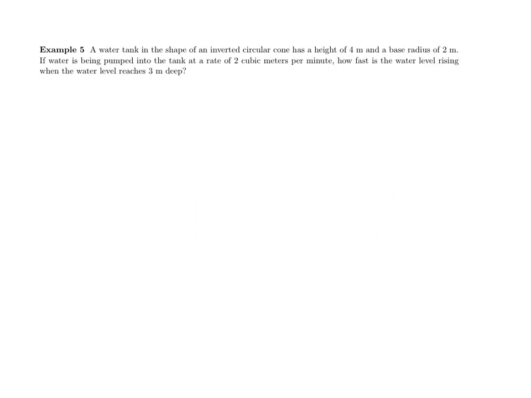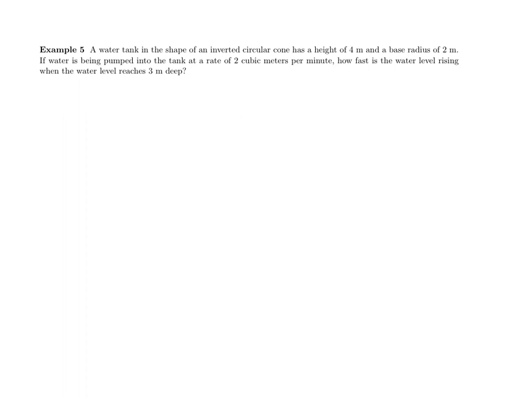Example 5 says, a water tank in the shape of an inverted circular cone has a height of 4 meters and a base radius of 2 meters. We are told that water is being pumped into this tank at a rate of 2 cubic meters per minute. And assuming that, how fast is the water level rising when the water level reaches 3 meters deep?